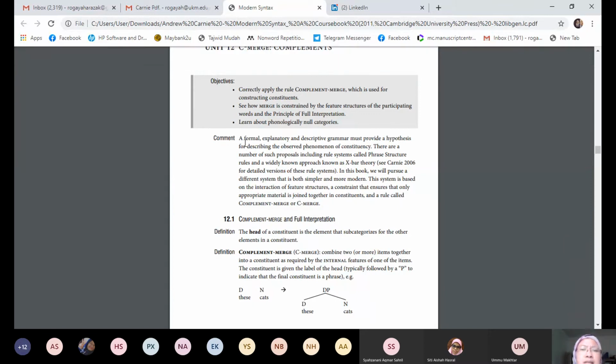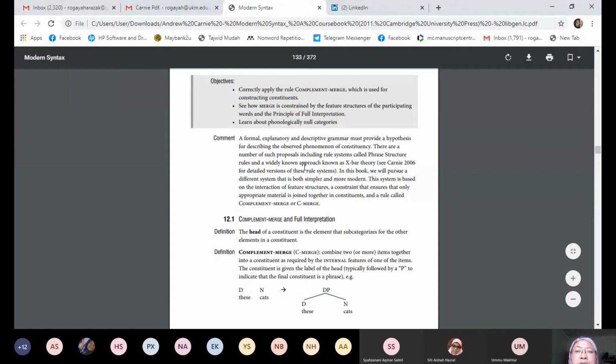So we did say, I tested you on the quiz, that a formal, explanatory and descriptive grammar must provide a hypothesis for describing the observed phenomenon of constituency. There are many theories because of the development of the theory. So they have what is called X-bar theory, which right now is not very important.